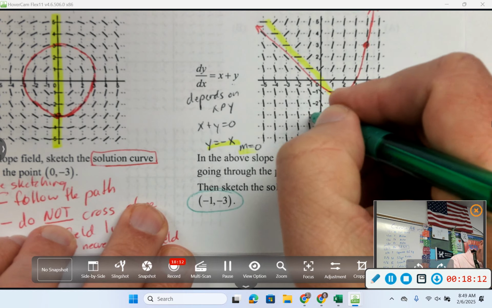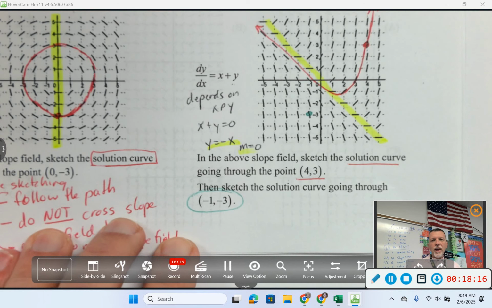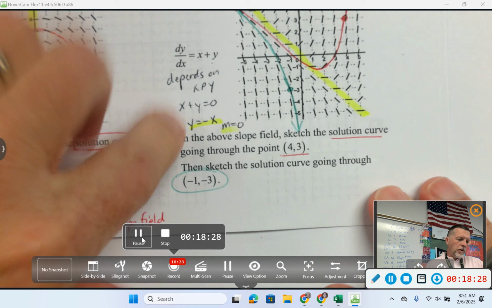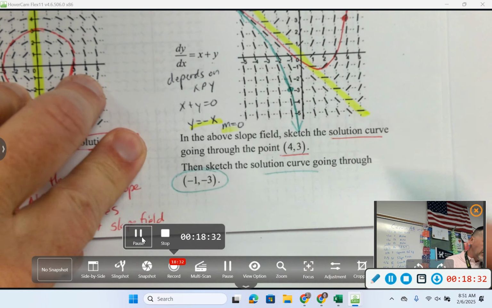-1, -3. All right, why don't you try the solution curve through -1, -3? If you got a different color, that might be helpful, but they end up on different sides of what looks to be an asymptote, so maybe you don't even need a different color. So there's the picture of the solution curve through -1, -3.